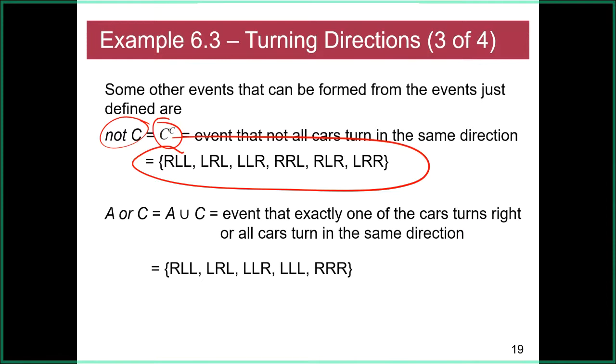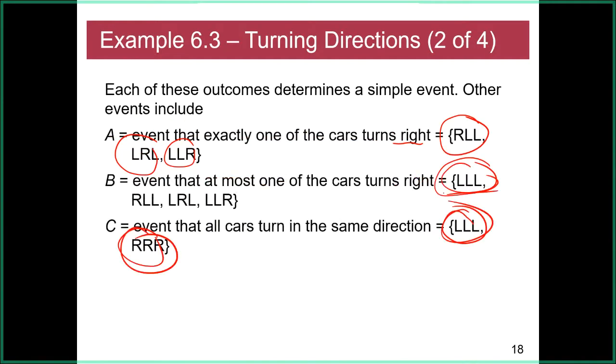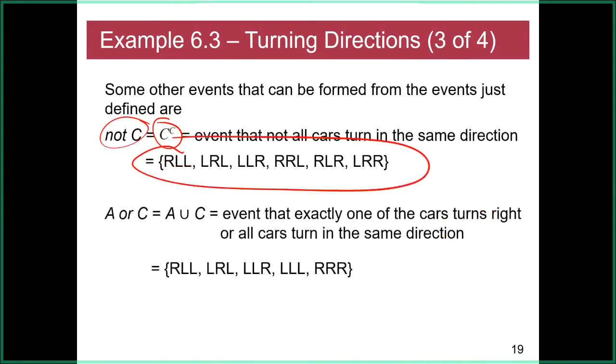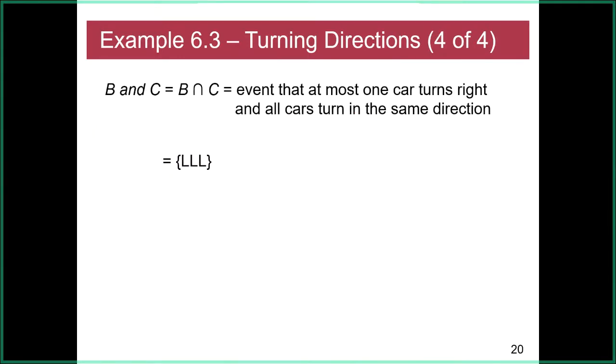So A or C. A was that exactly one turned right, and C was that they all turned the same direction. So you can see these are all of the outcomes that were in event A. These are all the outcomes that were in event C. We just put them all together. We unite them all in one big group. That's what's called a union.